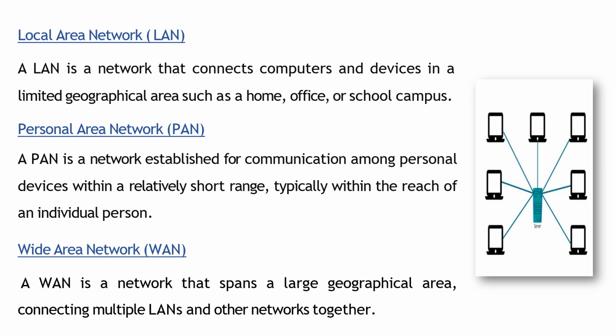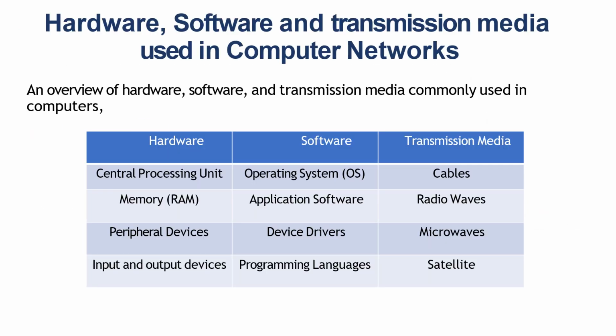Personal area network. A PAN is a network established for communication among personal devices within a relatively short range, typically within the reach of an individual person. Wide area network. A WAN is a network that spans a large geographical area connecting multiple LANs and other networks together. Hardware, software, and transmission media used in computer networks. So this is an overview of hardware, software, and transmission media commonly used in computers.